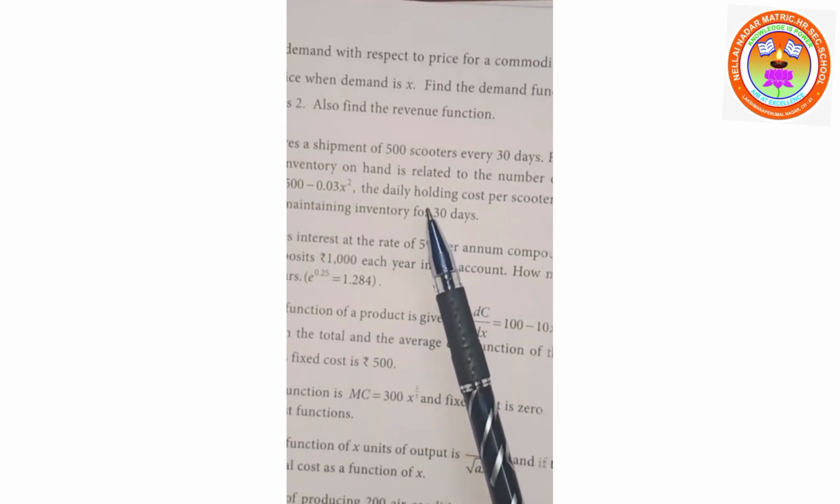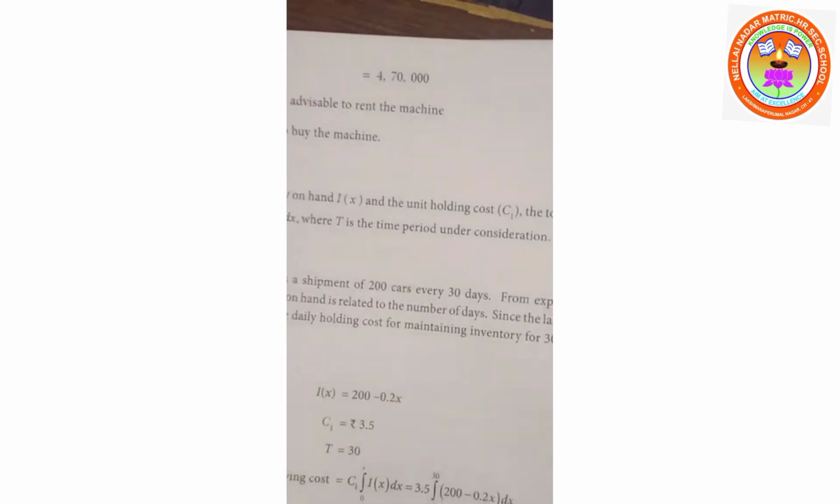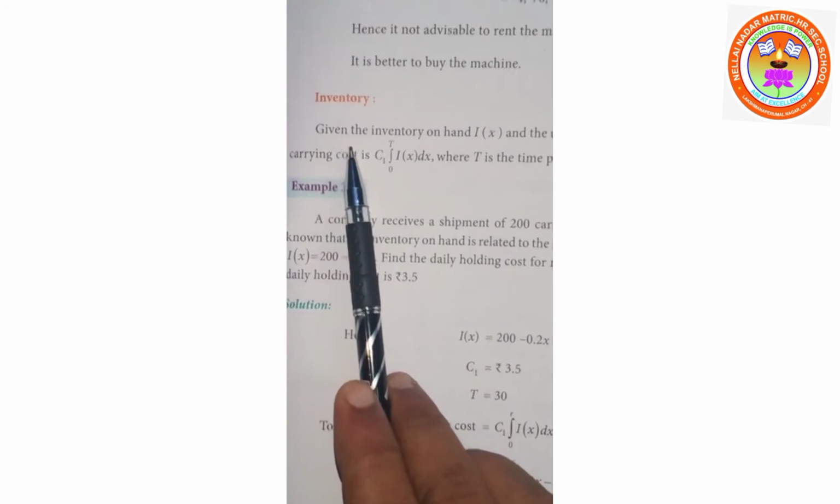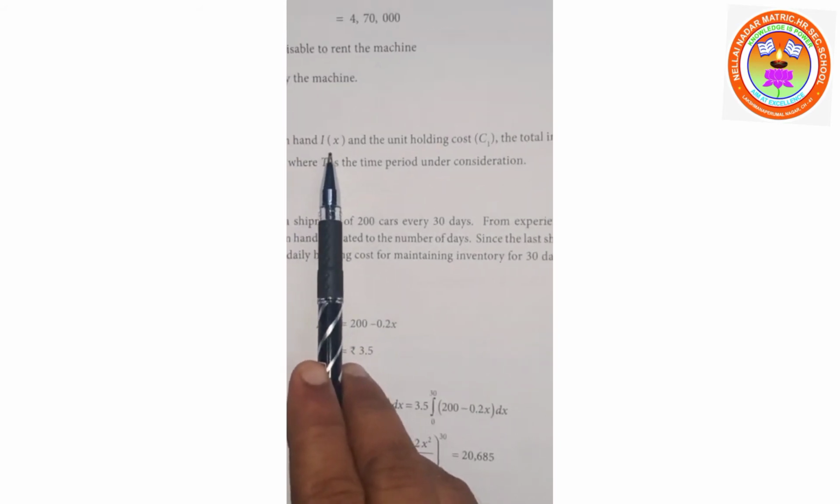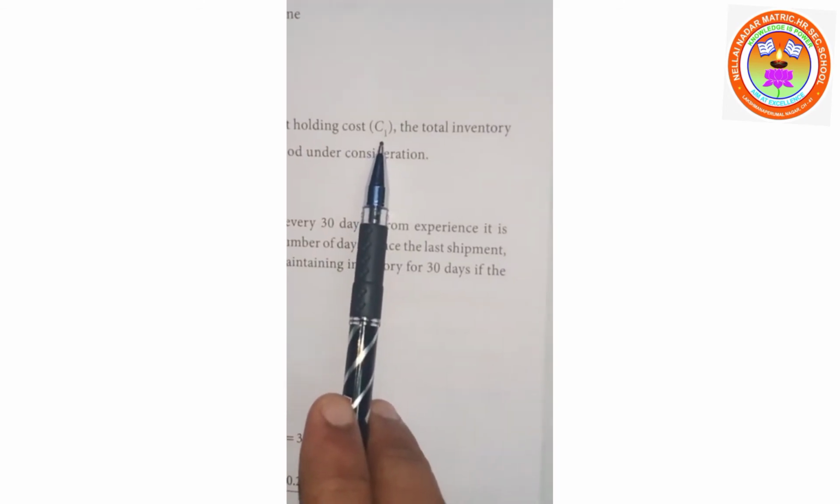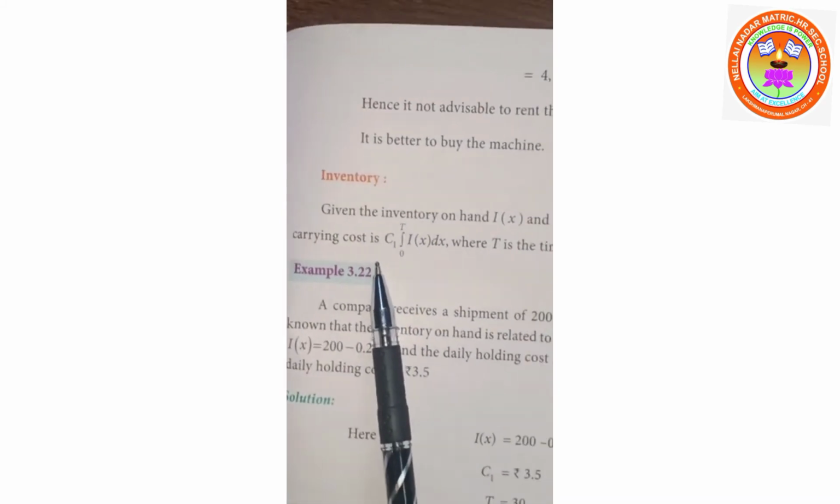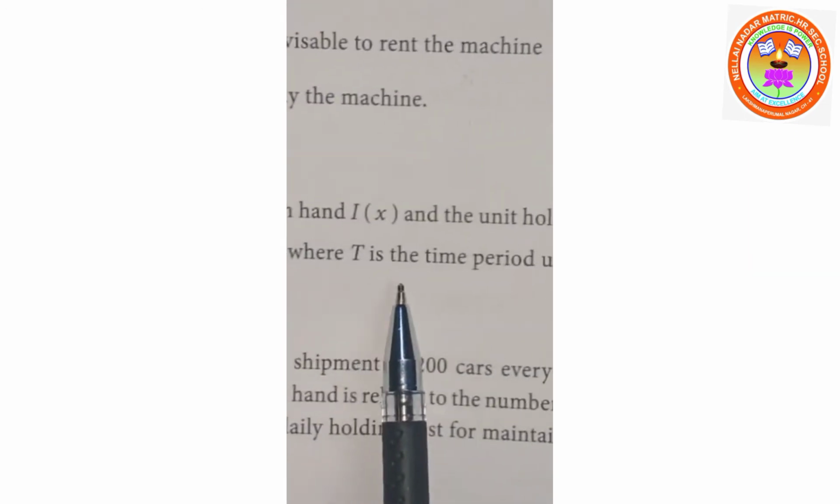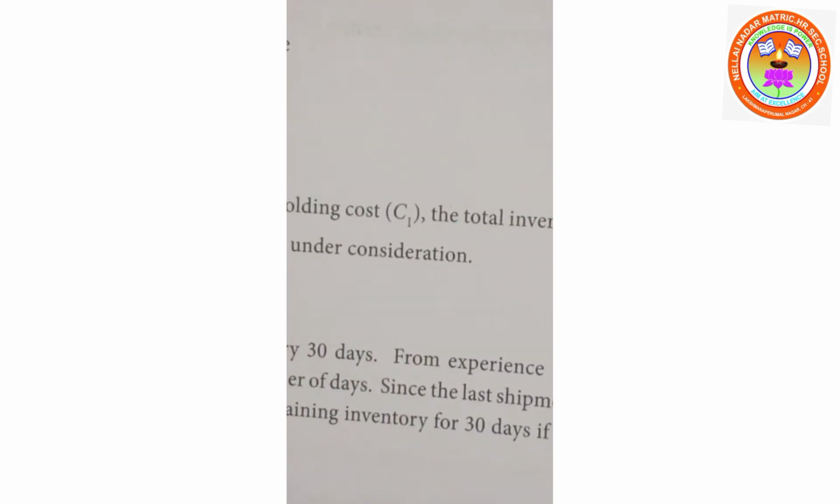For this problem in particular, we have to apply this formula. This is on page number 111. Okay, listen. Under the heading of inventory: given the inventory on hand I of x and the unit holding cost C1, the total inventory carrying cost is, what's the formula? C1 into integral 0 to T into I of x dx, where T is the time period under consideration.